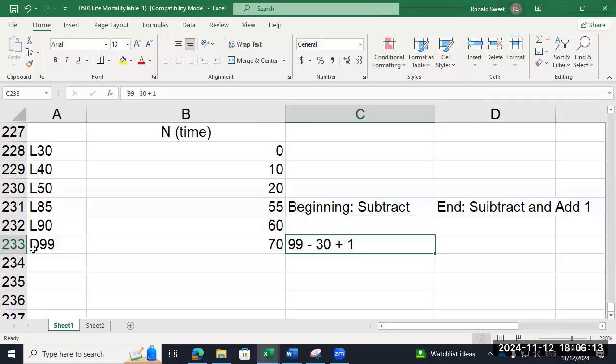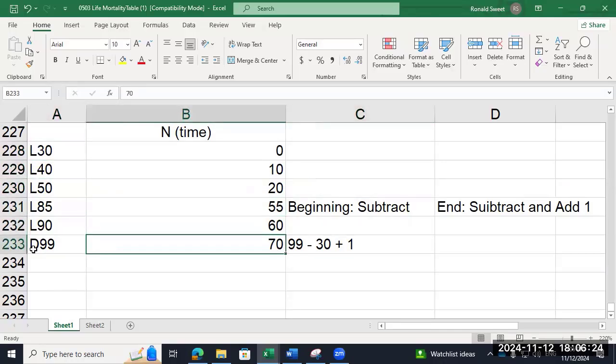All right. We always pay our D's at the end of the year. We always pay our L's at the beginning of the year. We always collect our L's, our premiums at the beginning of the year. So L's, you just subtract. D's, you subtract and add 1.